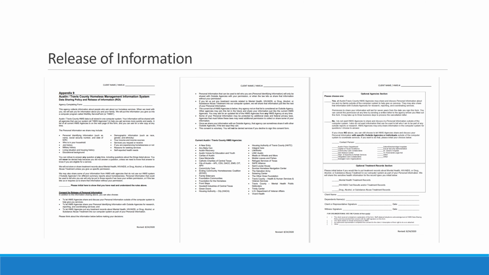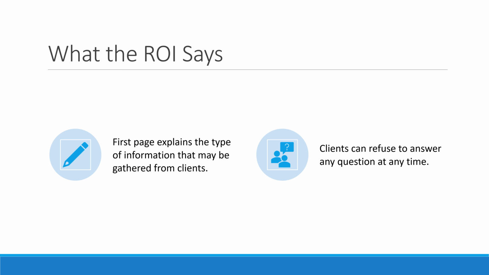The HMIS Release of Information is a document that we explain and go over with clients prior to entering their data in HMIS. This release allows the client to choose how their information will look and be shared in HMIS. All providers should become familiar with what the ROI says so that we can explain the ROI to clients and answer any questions they may have before signing.